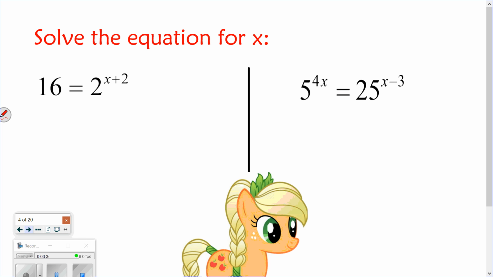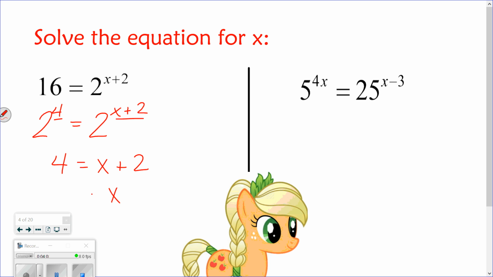All right. 16 equals 2 to the x plus 2. Good. You have to have the same base in order for this to work, guys. I need to make sure I stress that to you. You weren't wrong, but you know what I mean? You have to have the same base in order to set the exponents equal. If they're not the same base, you can't do that. So now that the bases are the same, my exponents must be the same. So x equals 2.